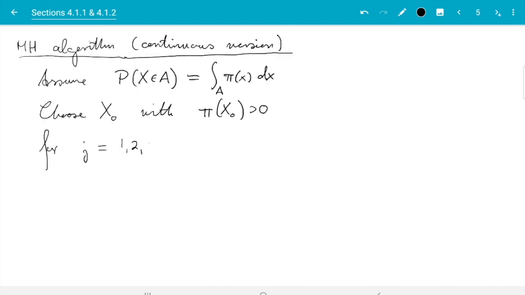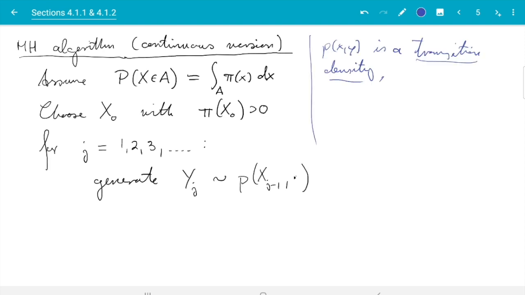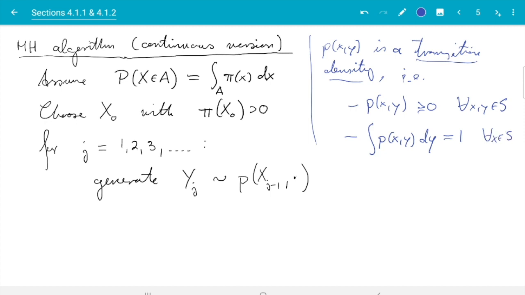So for j starting at 1, we generate our proposal yj from p(x_{j-1}, ·), where this p is a transition density, which means two things. First, p(x,y) is greater or equal to 0 for all x and y in S. And second, like for the transition matrix, the rows sum to 1. Here, the integral of p(x,y) dy needs to be equal to 1 for all x in S. The logic being that p(x,y) as a function of y is the density of the next step, assuming we are currently in x. These two things are the definition of a density: densities are positive and integrate to 1, and that's now as a function of y, and the x is an extra argument which says where we come from.